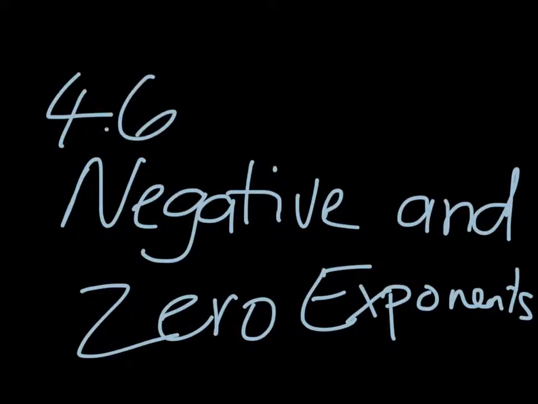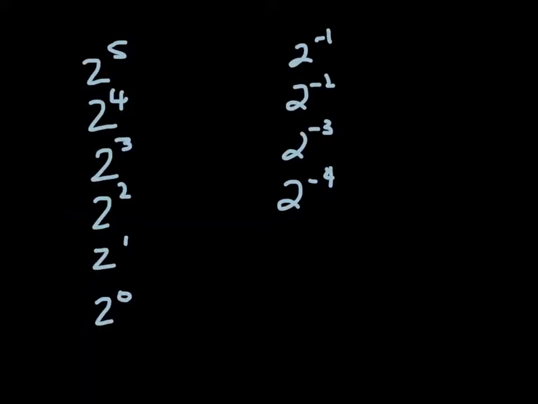Today we are looking at negative and zero exponents. Let's get into this. The way I'm going to show you this today is by using a pattern. We're going to start with 2 to the power of 5, which is 32. Now take a look at 2 to the power of 4, which is 16. 2 to the power of 3 is 8. 2 to the power of 2 is 4.